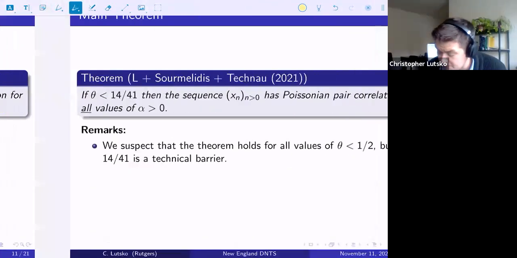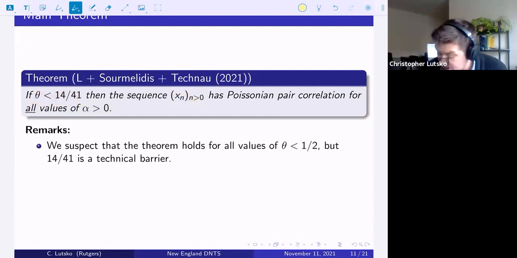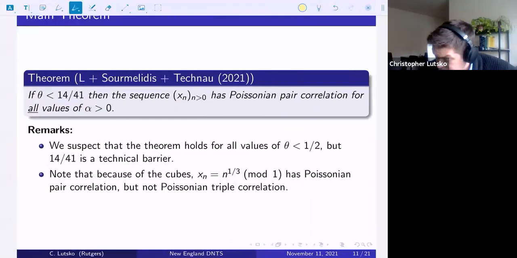Now, a few comments. We suspect that the theorem holds for theta less than 1/2, but there's a technical barrier, which I'll explain later, which is 14/41. I'd be thrilled if someone could extend that. But of course, the theorem doesn't hold for theta equals a half because of the squares, because of Elbad, Markov, and Vinogradov's result. You have to remove the squares to get Poissonian pair correlation if alpha is 1.